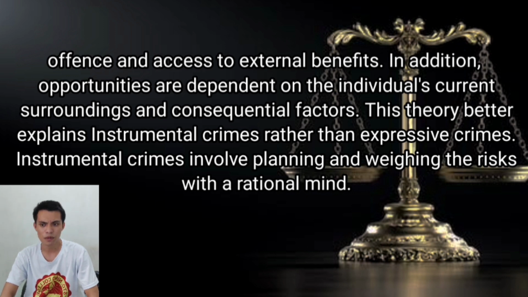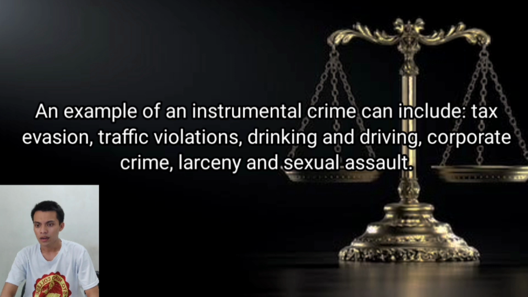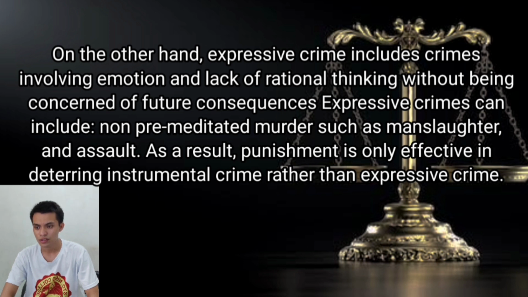This theory better explains instrumental crime rather than expressive crime. Instrumental crime involves planning and weighing the risk with a rational mind. Examples of instrumental crime can be tax evasion, traffic violation, drinking and driving, corporate crime, larceny, and sexual assault. On the other hand, expressive crime includes crimes involving emotion and a lack of rational thinking, without being concerned about future consequences. Expressive crime can include non-premeditated murders such as manslaughter and assault. As a result, punishment is only effective in deterring instrumental crime rather than expressive crime.